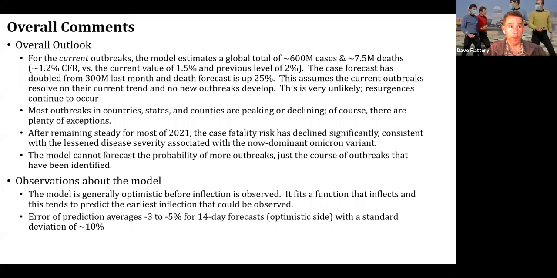After remaining steady really pretty much throughout 2021, the case fatality risk has declined significantly, consistent with the lessened disease severity, as well as vaccination having an impact. I'm not sure how to parse those two impacts, but the new variant and the continuing increase in the degree of vaccination of the population are likely what's causing that case fatality risk to go down. That's my story for this month.